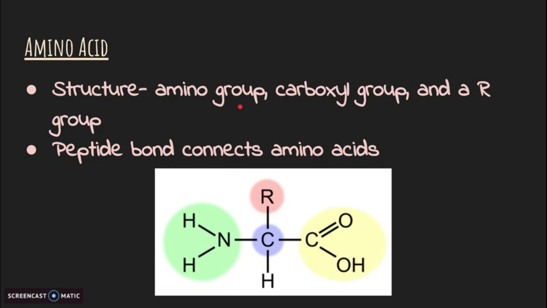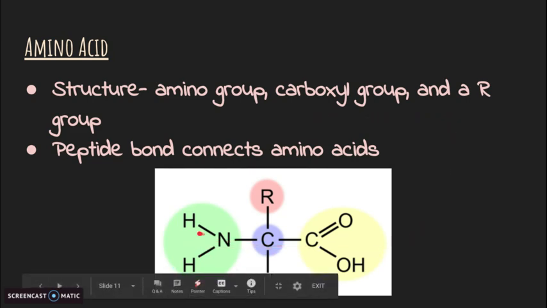This is an amino acid. Amino acids are the monomer of a protein. They have an amino group, a carboxyl group, and an R group, as I've shown in this picture right here. The green part is an amino group. This part, the yellow part, is a carboxyl group, and this is the R group.